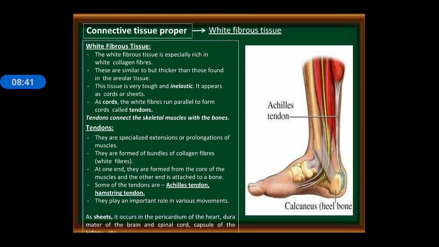Next is white fibrous tissue. White fibrous tissue is mainly rich in white collagen fibers. These are similar to but thicker than those of areolar tissue, meaning these are thicker. And tendons connect the skeletal muscle with the bone. Tendons are of different types present in our body. Some examples of tendons are the Achilles tendon and hamstring tendons. We can see them here in this slide also.